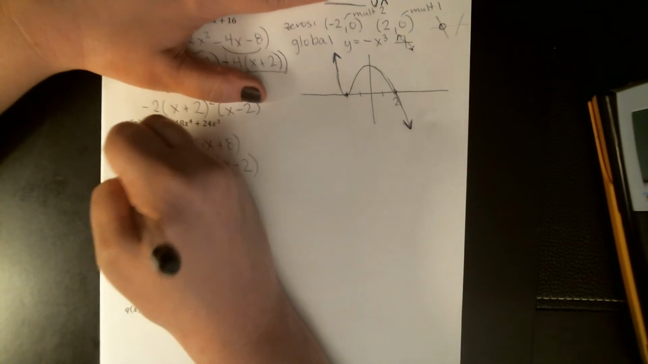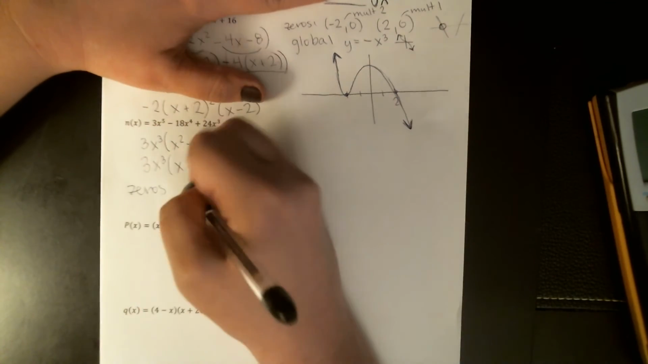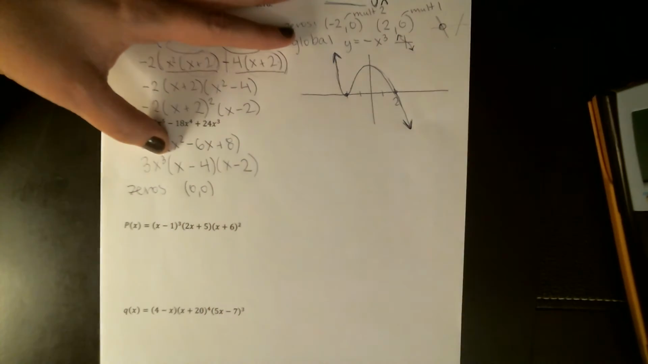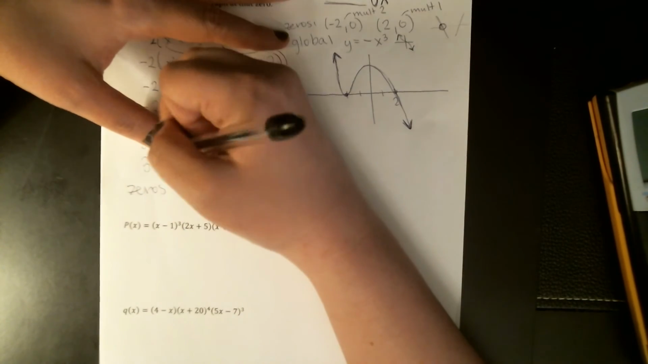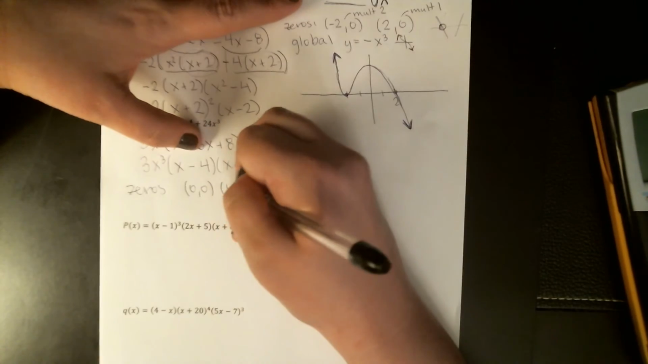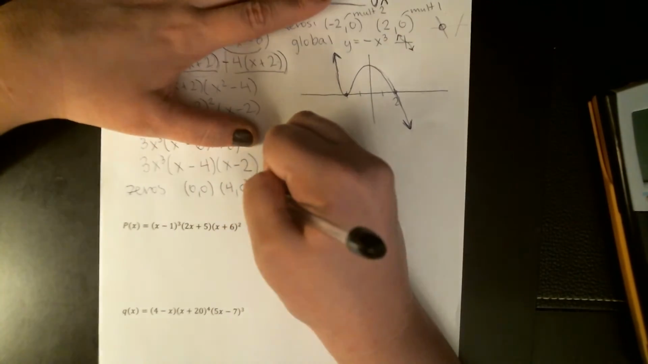So my zeros are at 0, 0 from this first factor. Don't forget about this one. If you factor out an x cubed, you have to make sure you set this whole thing, 3x cubed, equal to 0, which will happen if x is 0. I also have one at 4, 0 and at 2, 0.